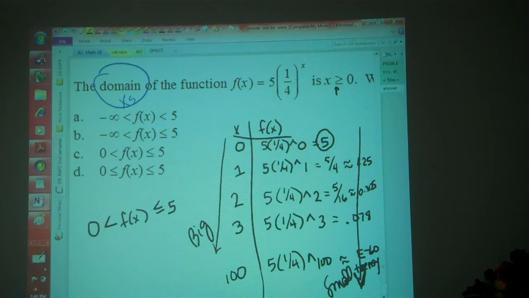So 0 is less than f of x is less than or equal to 5. The reason I put the 0 on the left is because it's smaller. And if you put the small one on the left, then you can use less than signs, which the test will always do. So it looks to me like C is the answer. Okay? The answer to that one is C.